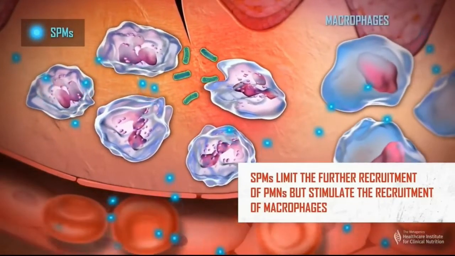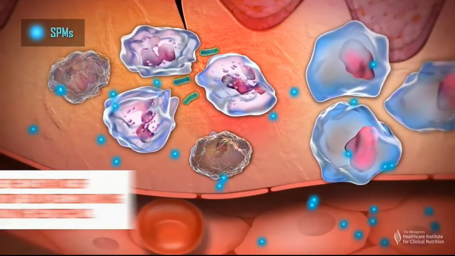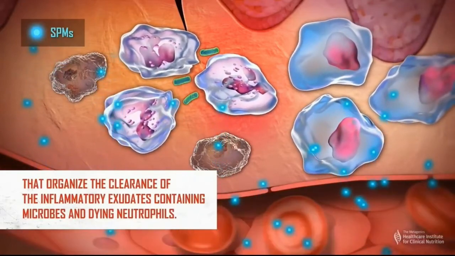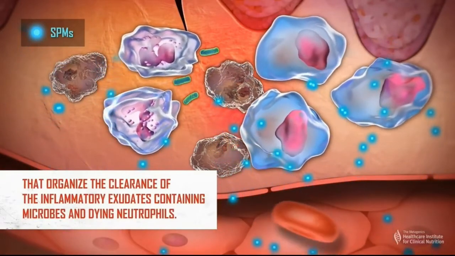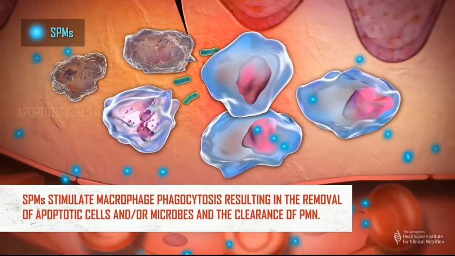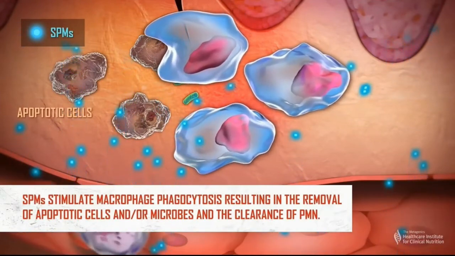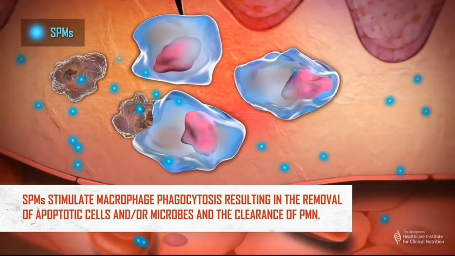SPMs limit the further recruitment of PMNs but stimulate the recruitment of macrophages that organize the clearance of the inflammatory exudates containing microbes and dying neutrophils. SPMs stimulate macrophage phagocytosis, resulting in the removal of apoptotic cells and/or microbes and the clearance of PMNs.